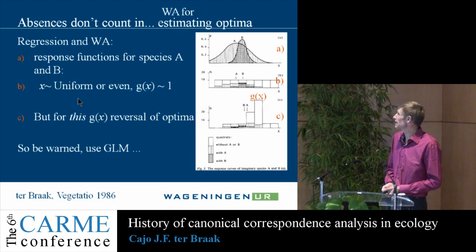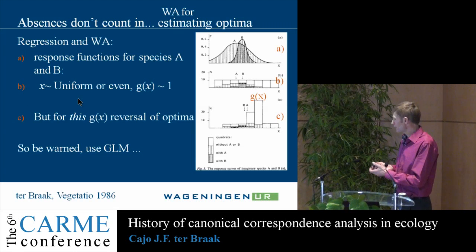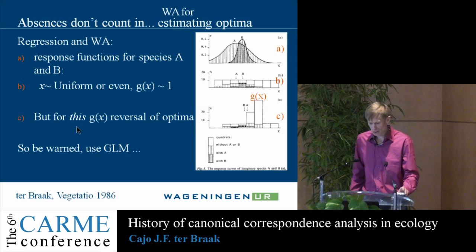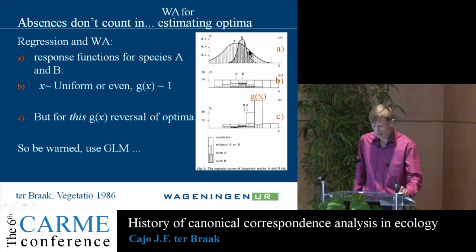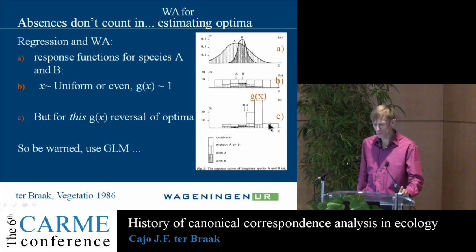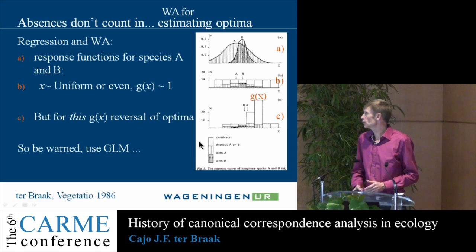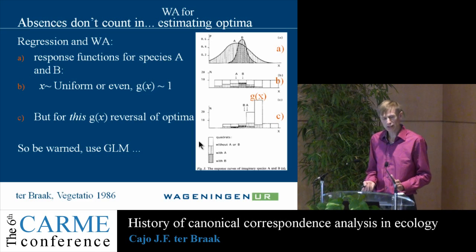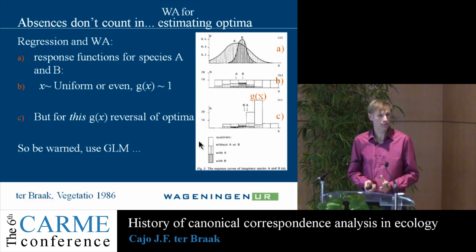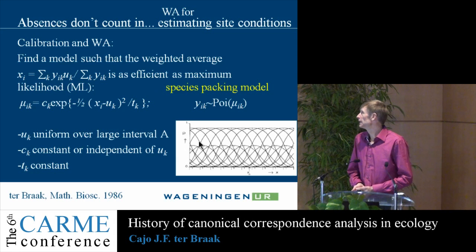So you see that weighted averaging might do very badly. So here's the true response curve. Here is the sample distribution of my moisture values. And whereas initially B had a higher optimum than A, now it is reversed. So for this marginal distribution of X, the optima are reversed. So be warned.